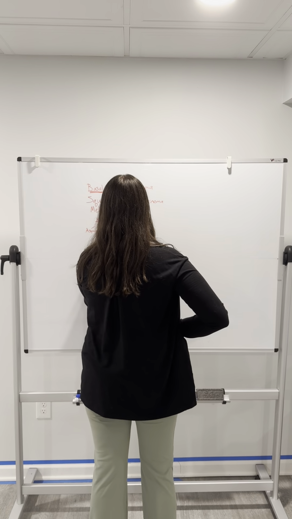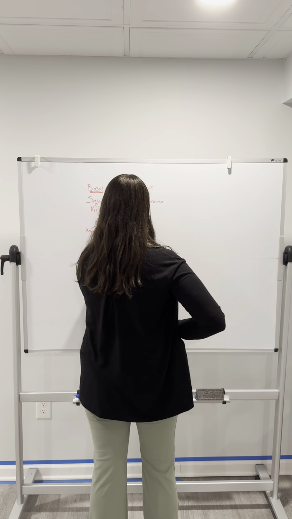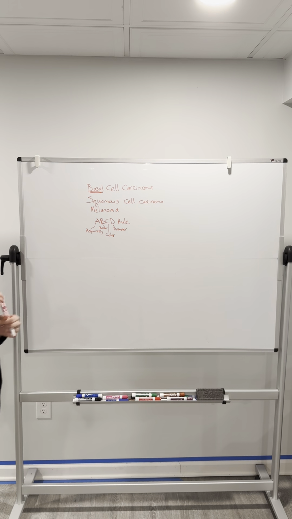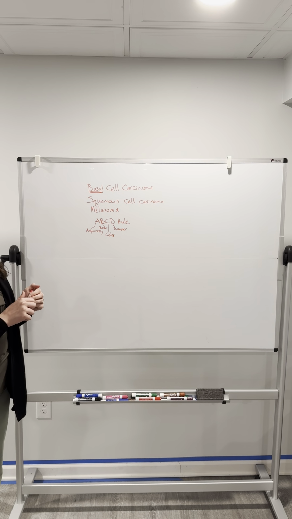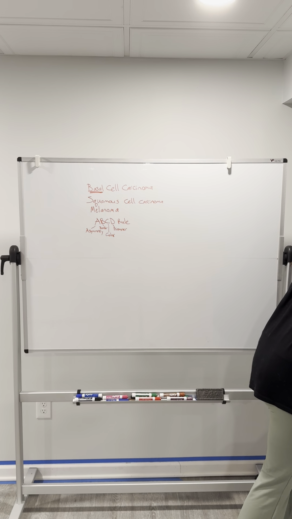And then D is diameter. If it's larger than the size of an eraser on a pencil, it should be checked out. That's about 6 millimeters. So that's the ABCD rule of skin cancer and getting things checked out. In the PowerPoint, there's some pictures as well.